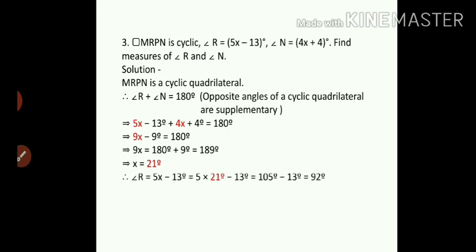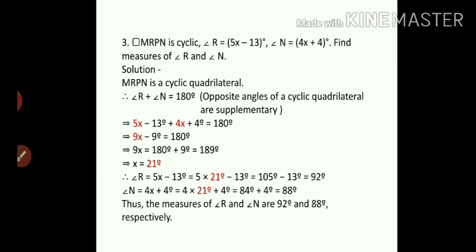So I will find now angle R and N. Angle R is 5x minus 13 degrees. 5x means 5 into 21, the value of x is 21. 5 into 21 is 105 degrees, minus 13 degrees comes to 92 degrees. And angle N is 4x plus 4 degrees, that is 4 into 21 plus 4. 4 multiplied by 21 will be 84 plus 4 will be equal to 88 degrees. So the measures of angle R and angle N are 92 degrees and 88 degrees respectively.